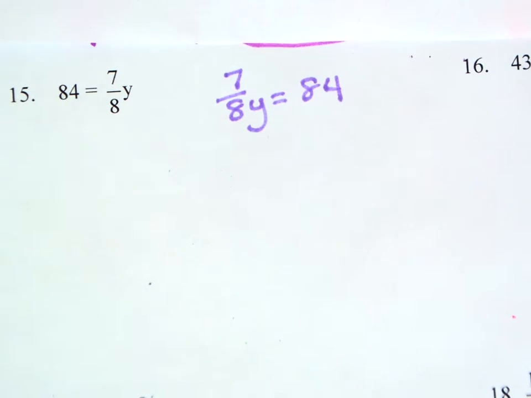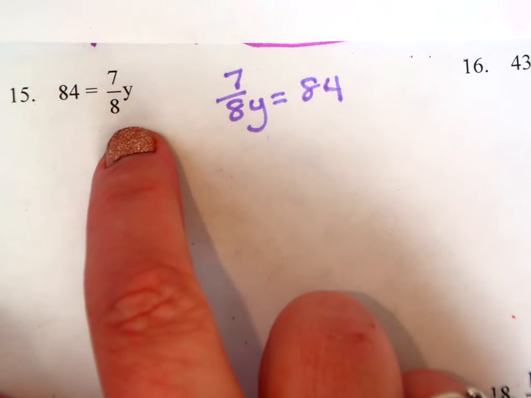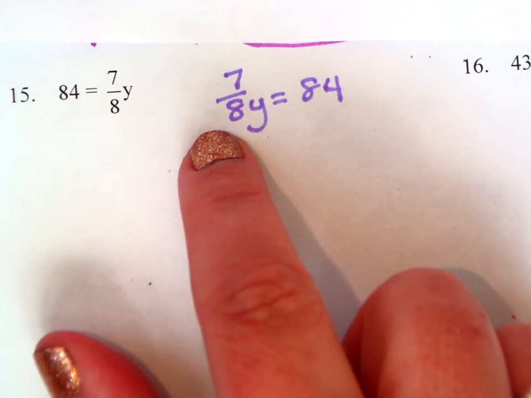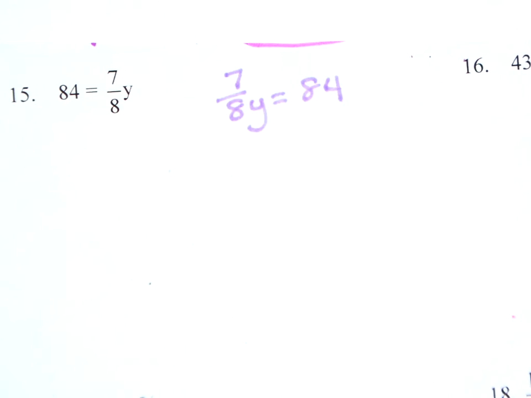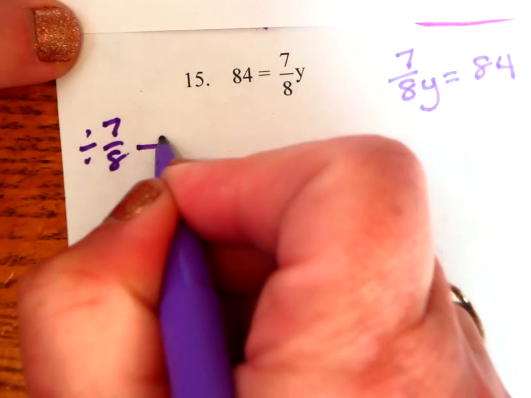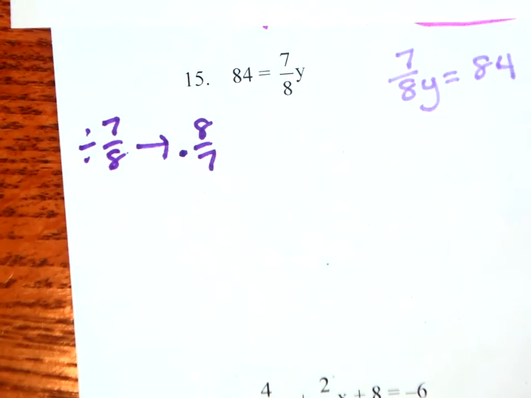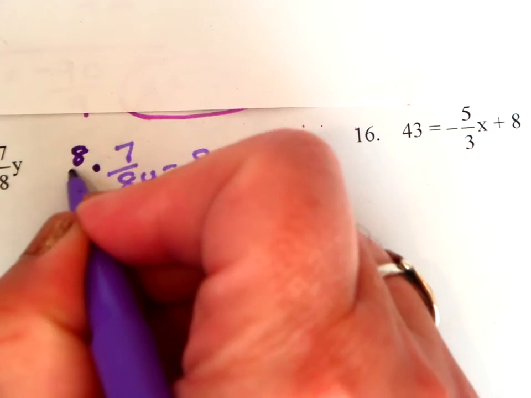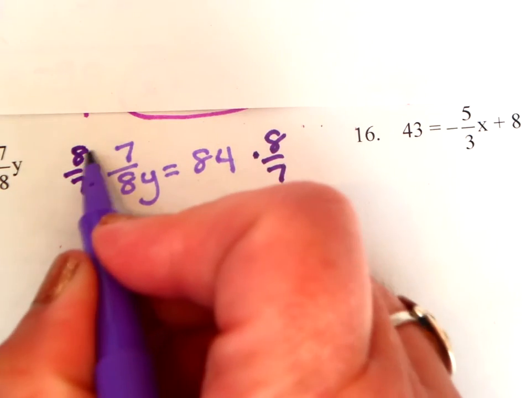I don't really mind that it's on the right-hand side, but I know I want to get rid of that 7/8. I just want a y. To get rid of a fraction, we're going to divide. If we're going to divide by that multiplying fraction, divide by 7/8. Remember, dividing by 7/8 is the same as multiplying by 8/7. Okay, so I multiply both sides, and since I kind of have room here, I'm going to multiply both sides by 8/7.